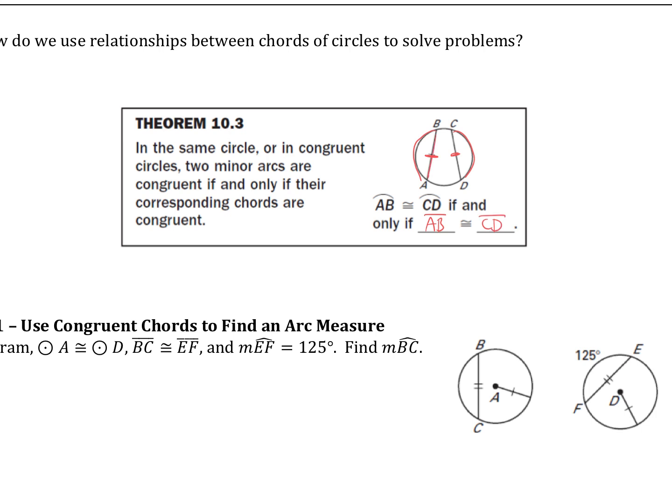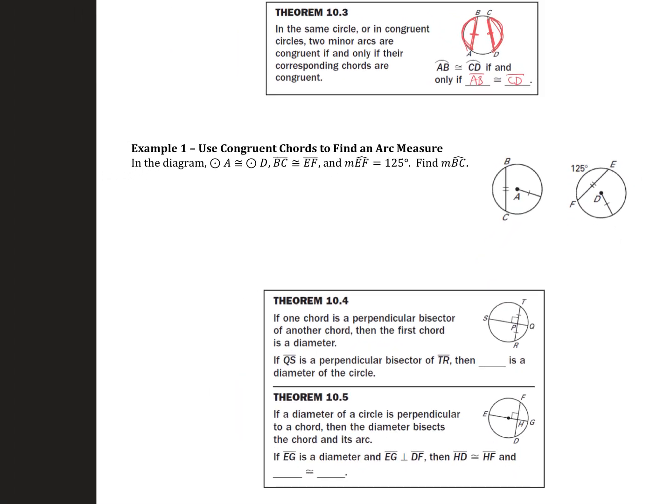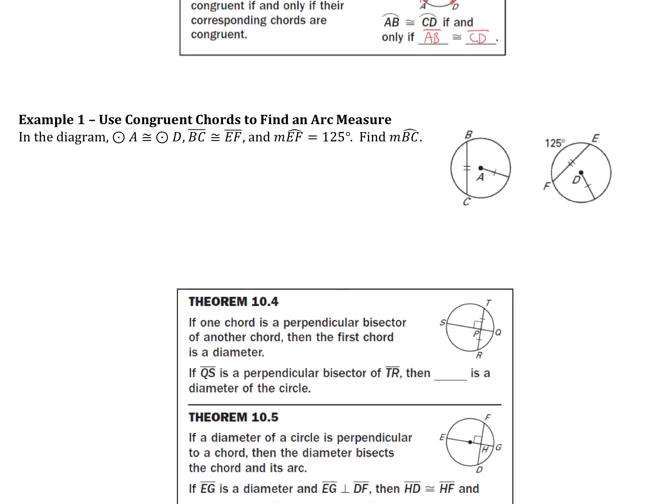You can kind of see that these chords take up as much space on the circle because they're the same length, right? So they're going to be congruent, okay? All right, so example 1. It says use congruent chords to find an arc measure.